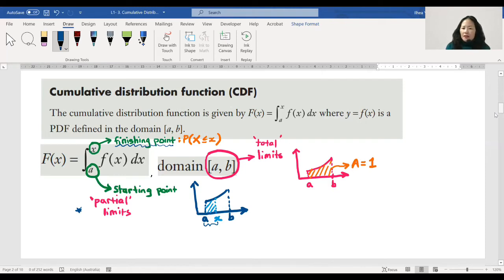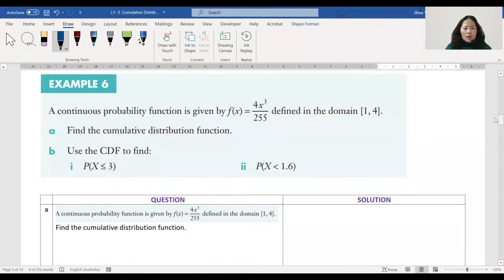And then if we can get the formula for the general, we can use that formula to find its different parts of partial limits. So now what we've got is A to x. That's what we call a general formula. Okay, so the x can change, depending on the question. Okay, depending on the area. Okay, so let's have a look at the example. A continuous probability function is given by f of x equals 4x cubed all over 255.